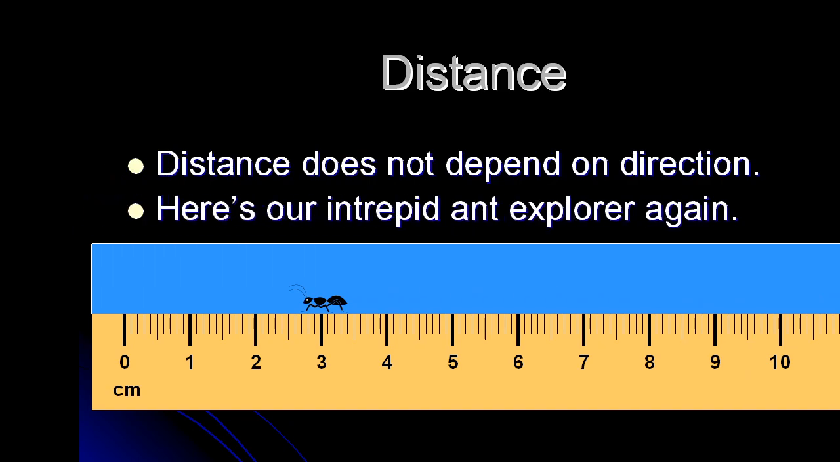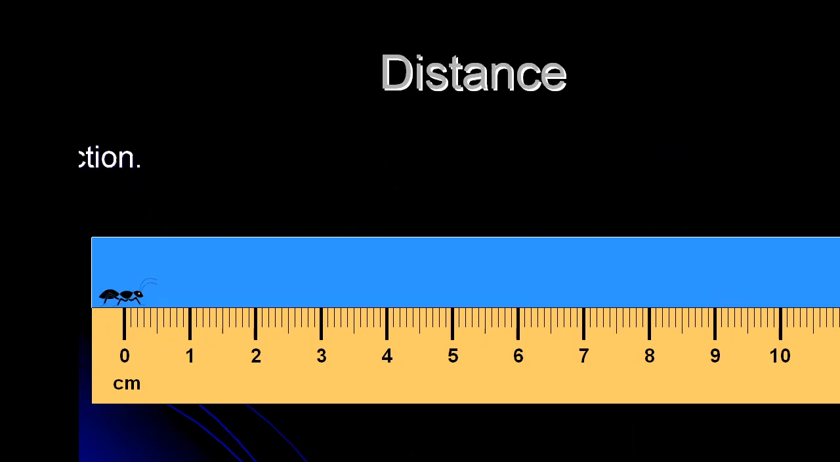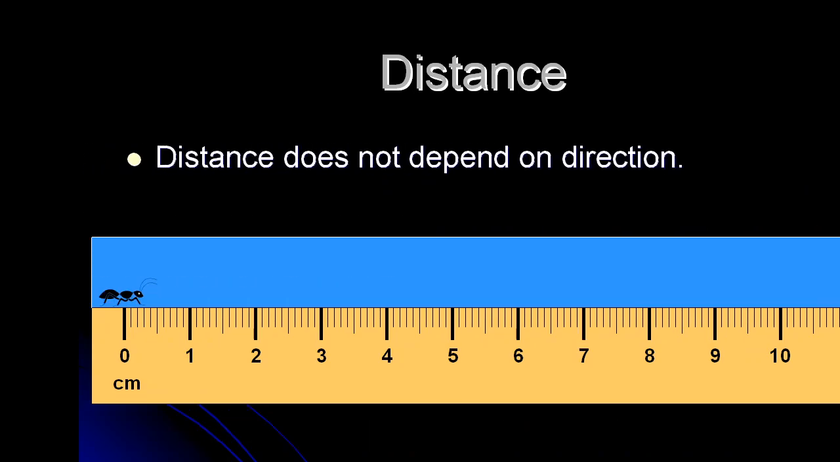So here's our intrepid ant explorer again, sorry. What distance did the ant travel? Exactly, 3 centimeters. Does his direction change the answer? No, it doesn't. Alright, so distance does not depend on direction.